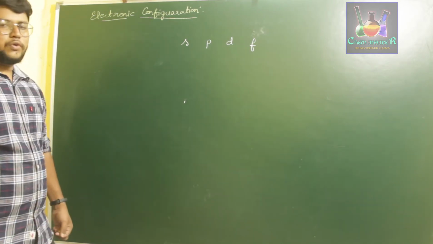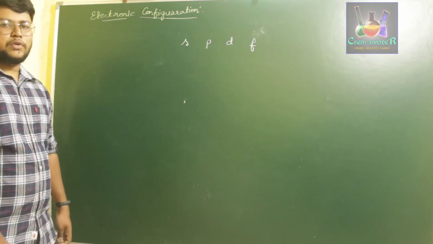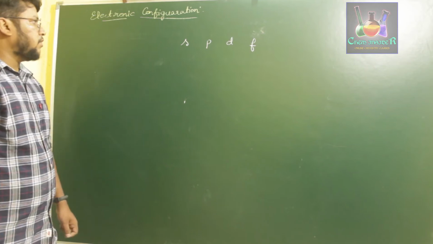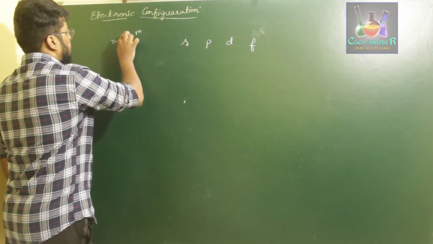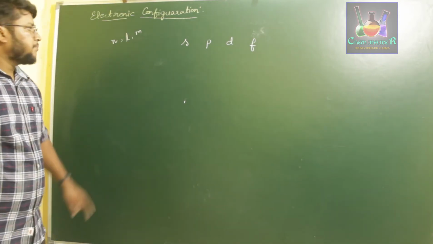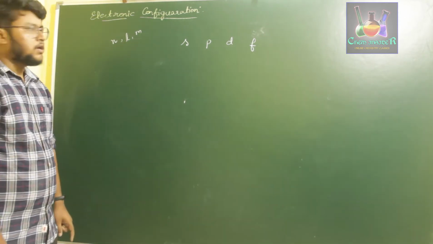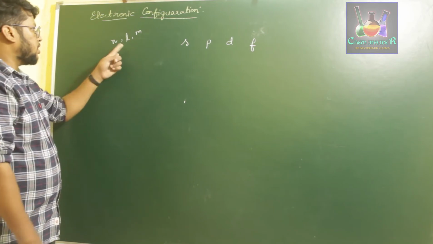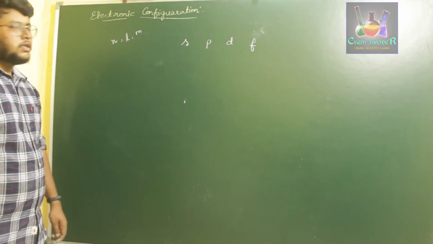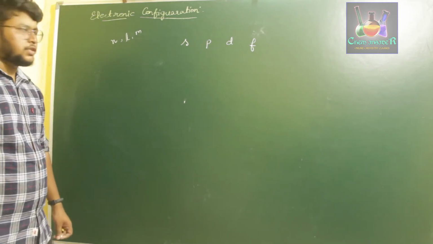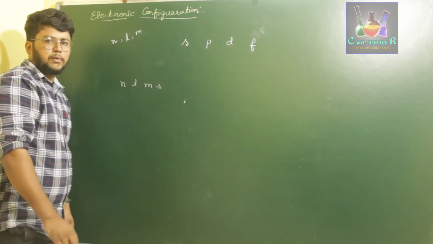So what you have to remember is that we use two methods to write the electronic configuration. In the first method, we consider only n, l and m, that is the first three quantum numbers: the principal quantum number, azimuthal quantum number and magnetic quantum number. Mostly we just use n and l, and sometimes we use m also. But in the other expression of writing the electronic configuration, we consider all four quantum numbers, n, l, m and s.